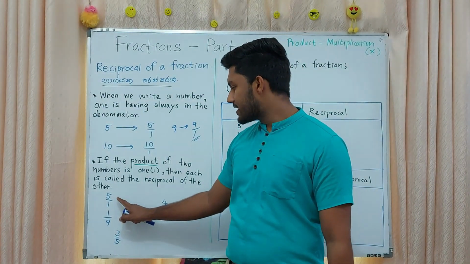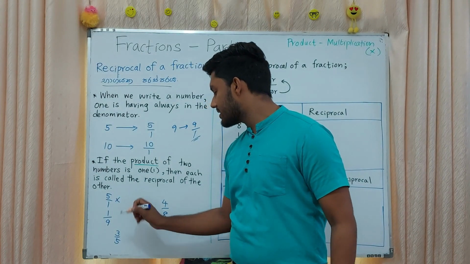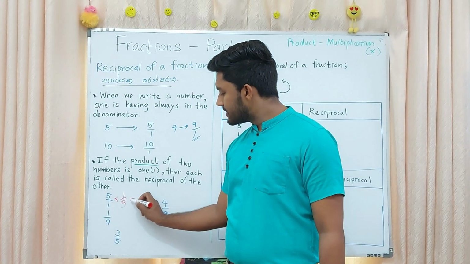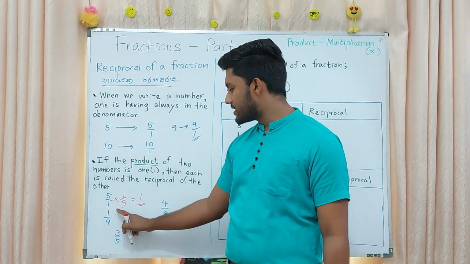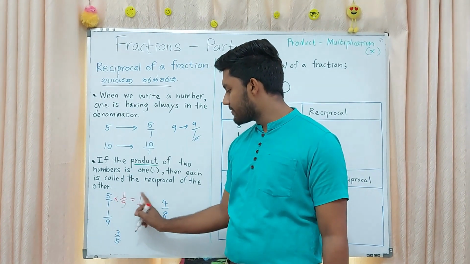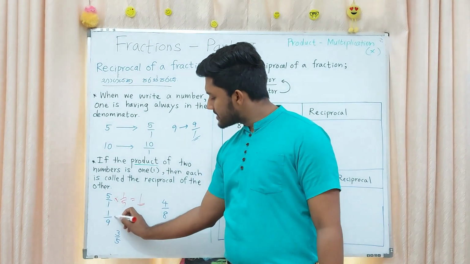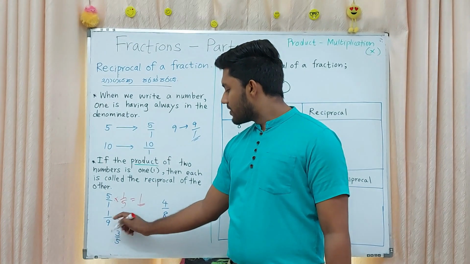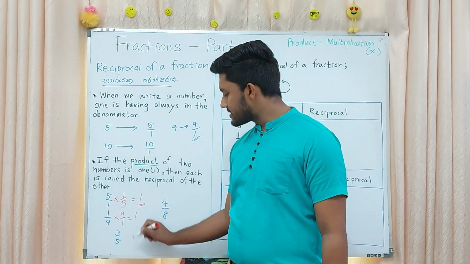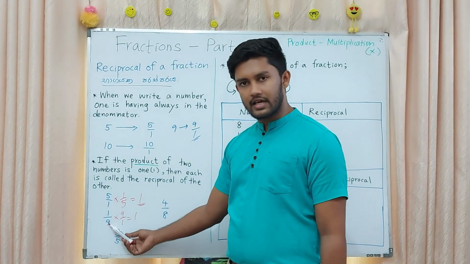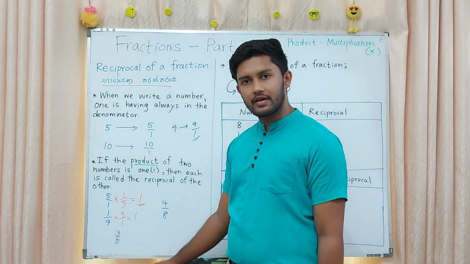Then here if we take 5 over 1, when we multiply this by 1 over 5, the answer is 1. Because 5 into 1, 5, 1 into 5, 5, 5 over 5, 1. Then if we consider 1 over 9, when we multiply it by 9 over 1, the answer is 1. Then we can say that 9 over 1 is the reciprocal of 1 over 9.